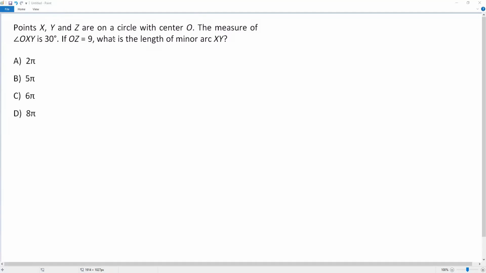Points X, Y, and Z are on a circle with center O. The measure of angle OXY is 30 degrees. If OZ equals 9, what is the length of minor arc XY?